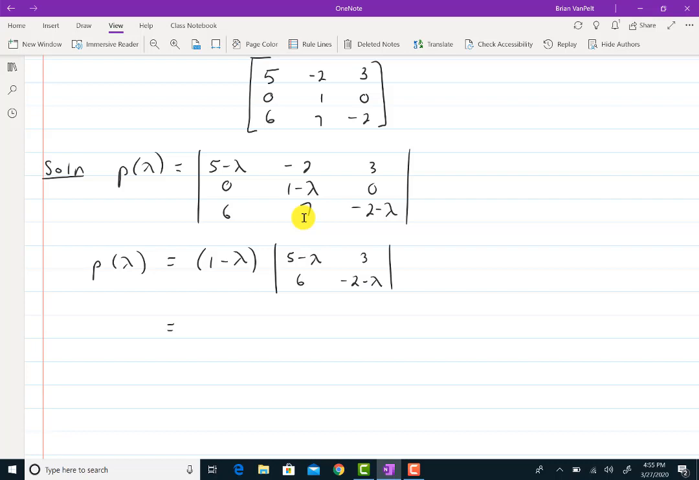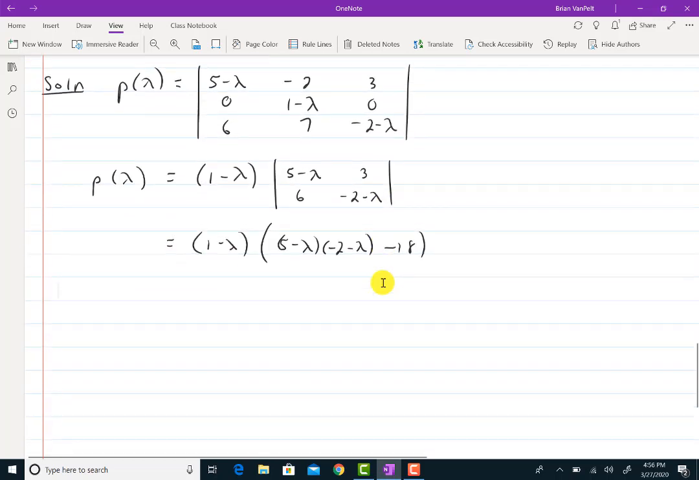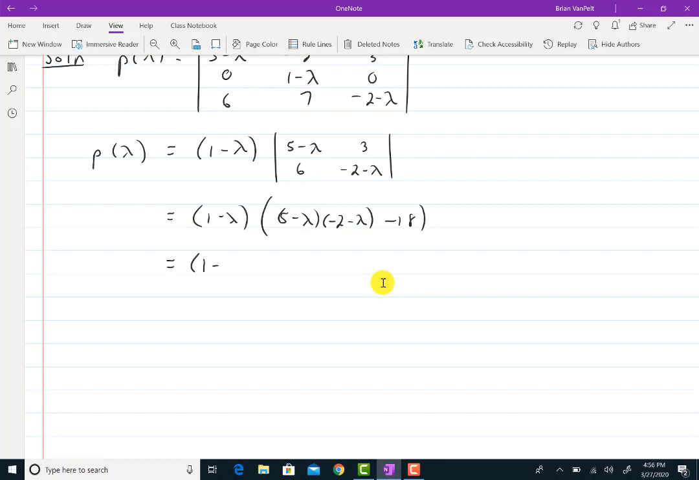And let me go ahead and multiply it out. So I get 1 minus lambda times, and so the first thing will be here, 5 minus lambda times negative 2 minus lambda, and then minus 18. And I'm just going to work inside of there to simplify as much as possible. Remember, you'll ultimately be setting these equal to 0 and solving. So I'll keep that in mind. I'll see if this can factor, I will factor it if I see an easy way to do it. Let's see, we have negative 5 lambda plus 2 lambda is negative 3 lambda plus lambda squared minus the 18.